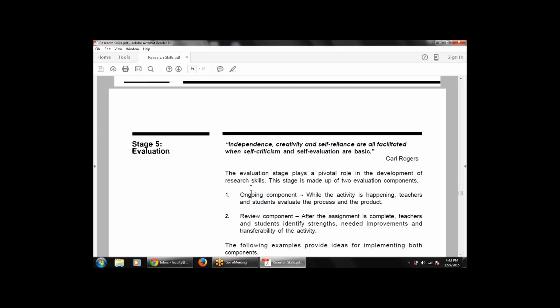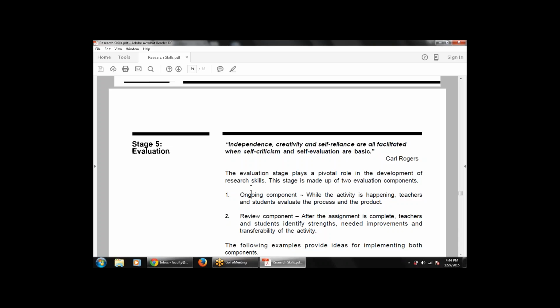Ongoing component means whatever activity is currently going on is also part of the evaluation. So whenever you are taking the ongoing activity, evaluating the ongoing activity is very important. Then next is the review component. So one is the ongoing activity, one is the activity that is already done, which you now have to evaluate. So one is live, one is not live, right?